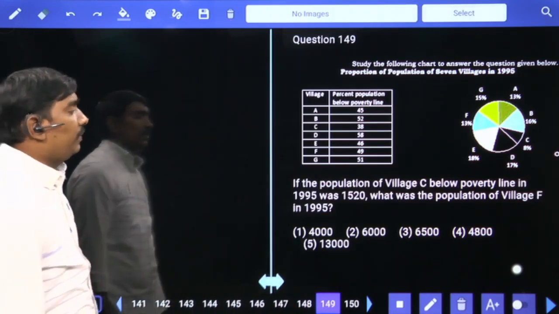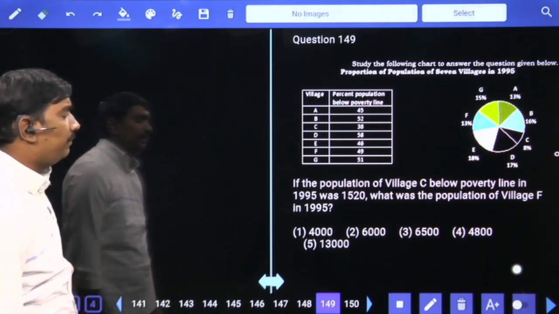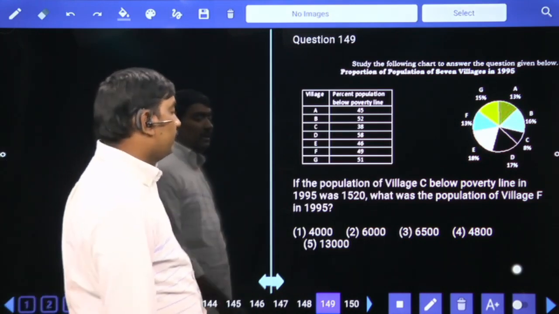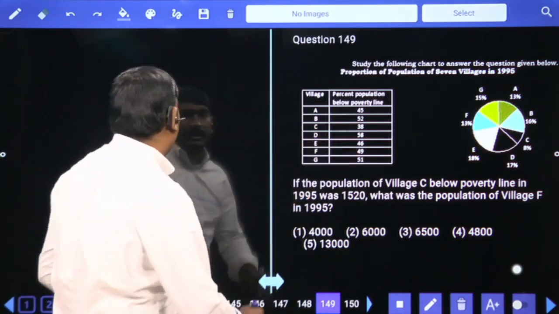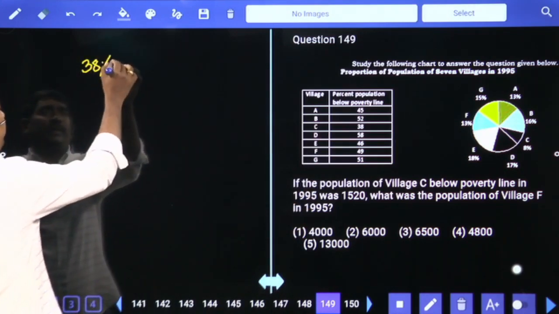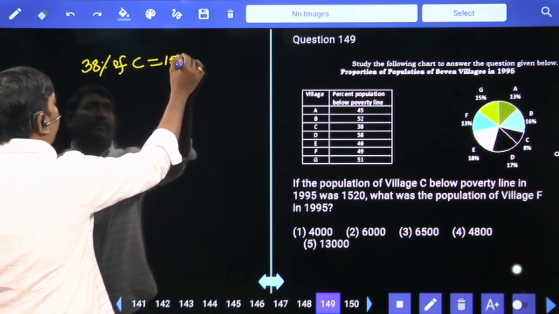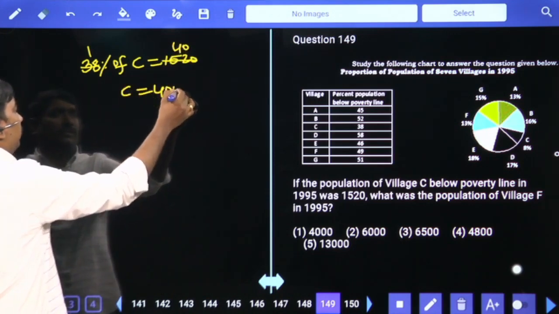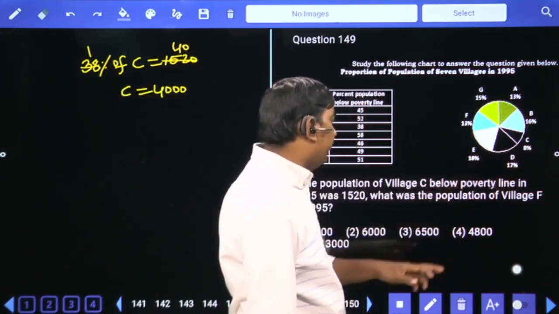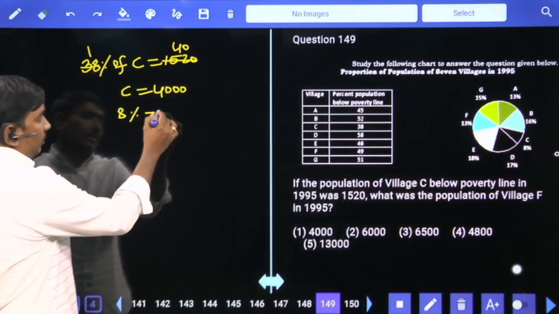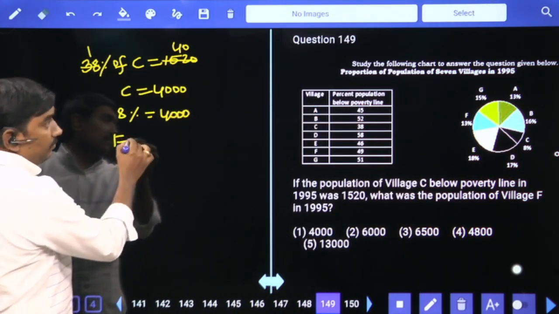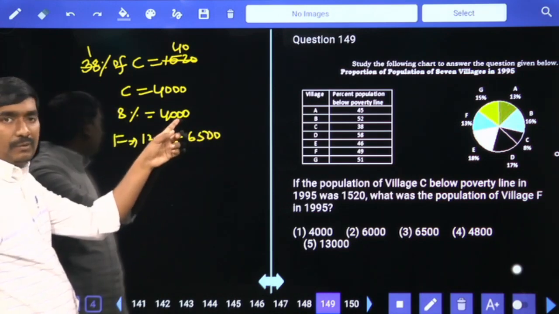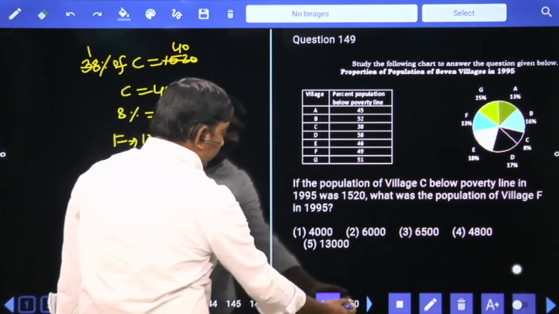Next, if the population of village C below poverty line in 95 was 1520, what was the population of village F in 95? First of all, in 95, village C below poverty line is 38%. 38% of village C is given as 1520. 38 one time, 38 times 40 is 1520. Village C population 4,000, nothing but 8% value 4,000. Asked to calculate village F 13%, that is 6,500.